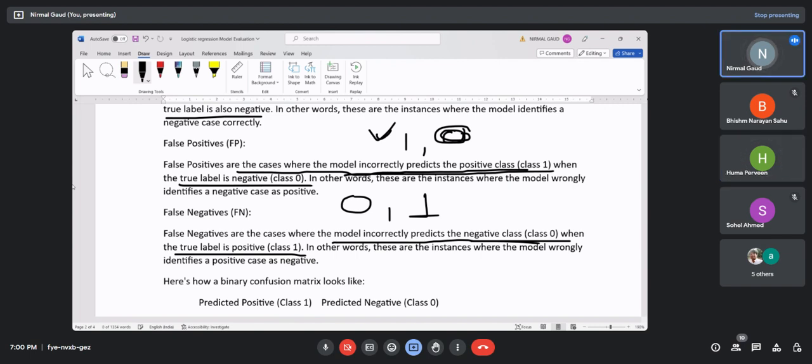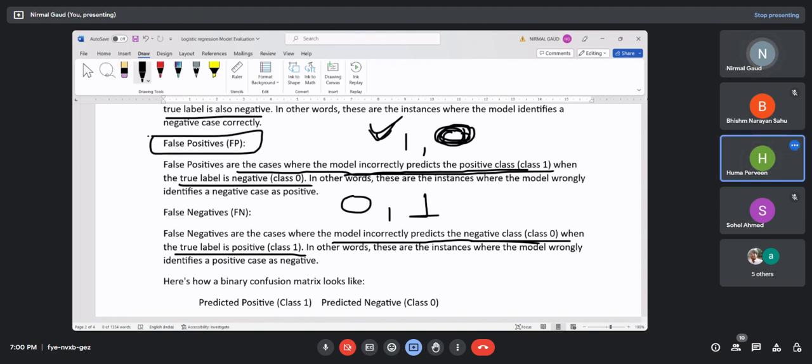It is negative, but the model is falsely predicting positive. That's why it is a false positive. That means the value is 0, but the model predicted it as 1. It is incorrectly predicting positive. So that's what the name says: false positive.